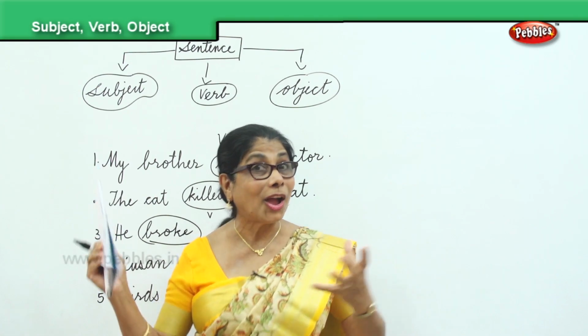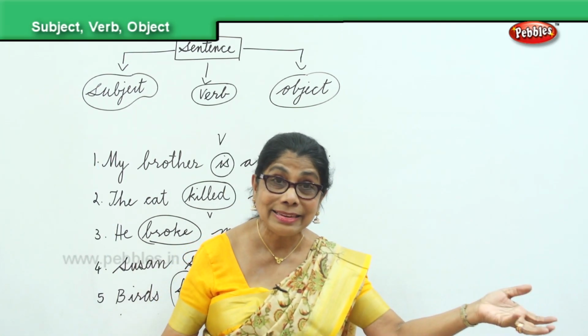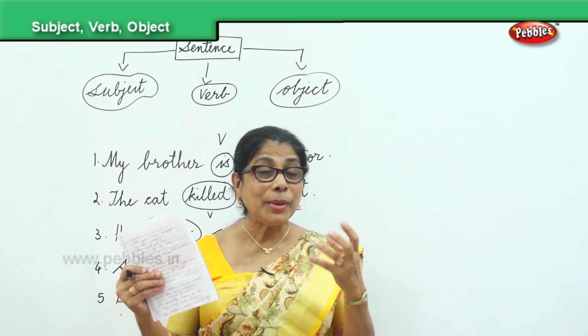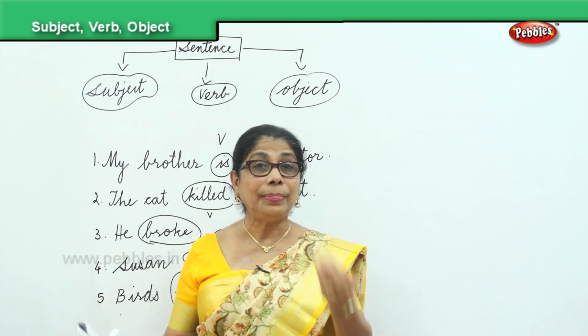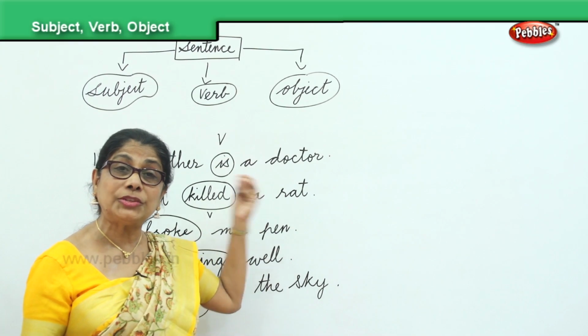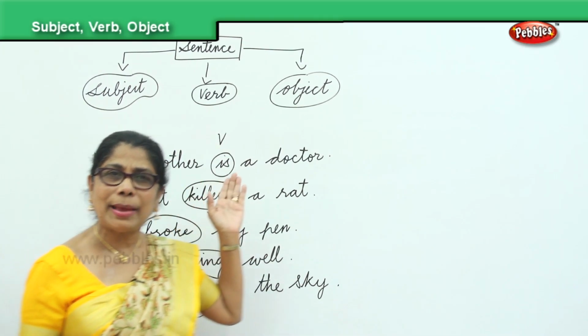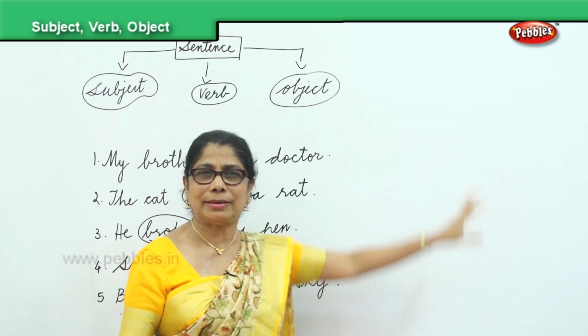Snake is the subject. Caught is the verb. The rat is the object. So now you know how to pick out, how to identify. The subject is always, almost in the beginning. And the subject does some action. And that is the object. Okay? We have already learned a sentence has three parts. There is a subject, verb, and an object.